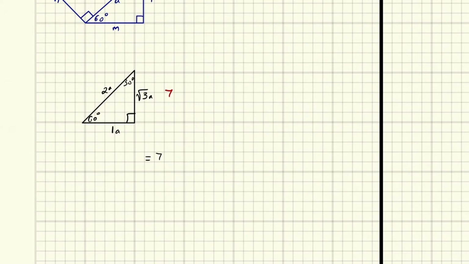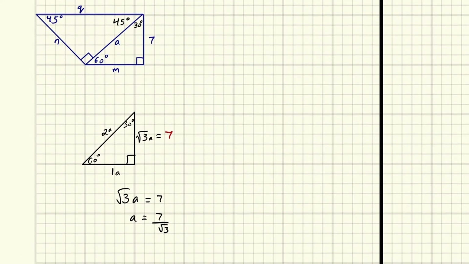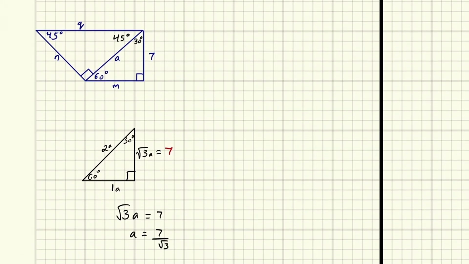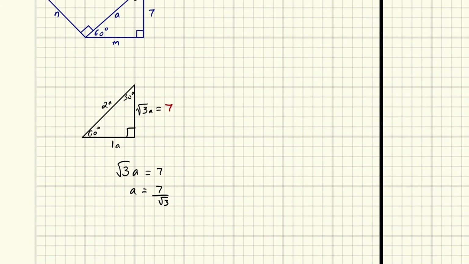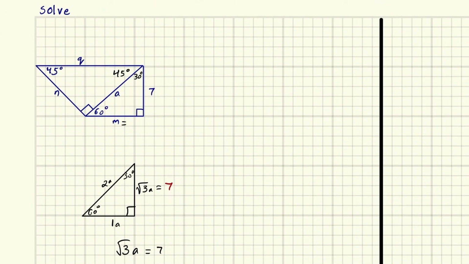So this rad 3 was scaled by some factor a to give us 7. So we have rad 3 a equals 7. And if we can figure out what a is, we can do the other two sides. So a equals 7 divided by rad 3. And knowing this, this side is simply whatever a is. So m is just going to be this. So we've already got m. M must equal, and let's rationalize it, 7 rad 3 over 3.